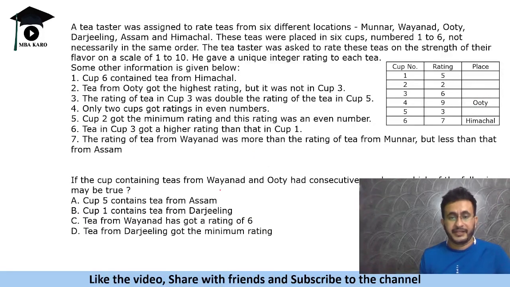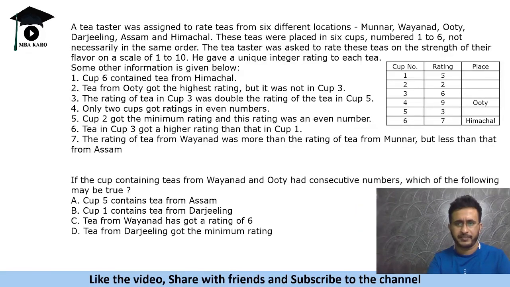If the cups containing teas from Wayanad and Ooty had consecutive numbers, okay, so if they had consecutive numbers, then in that case, which of the following may be true? So these have consecutive numbers, Wayanad and Ooty. So we know that AWM is there. Now see this thing. One way is we can have Wayanad here, or we can have Wayanad here.